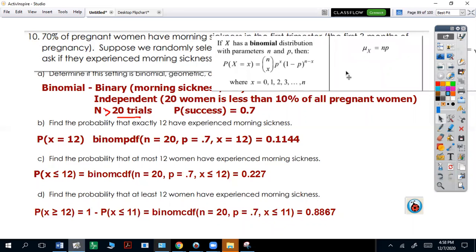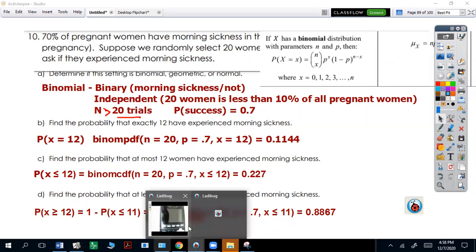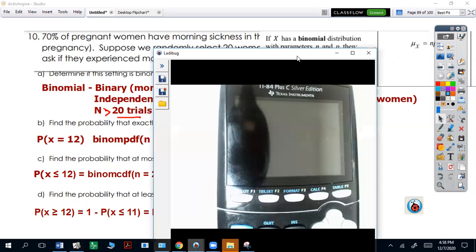So we have a couple ways to do binomials. You're going to do the binomial coefficient times the probability of success to the power of how many successes you want, multiplied by the complement to the power of the remaining. We don't typically use that. I like to use binomial PDF for an exact amount. So what you want to do here is find the probability that exactly 12 have experienced morning sickness.